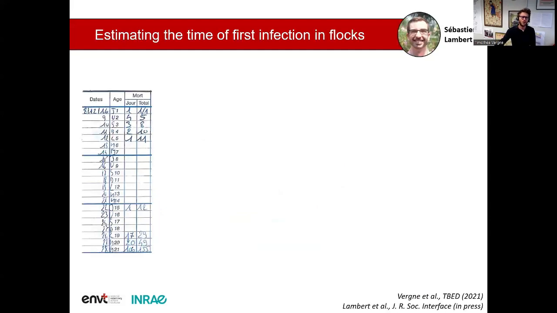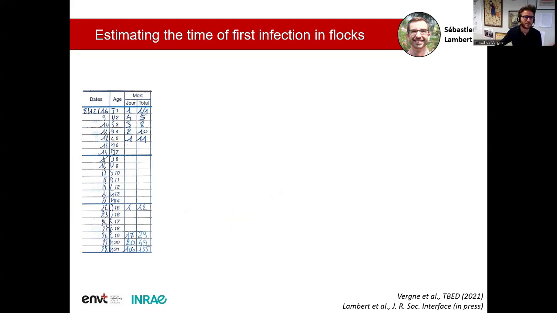2019 was to try to develop an application that could help policymakers or the administration, the vet services, to conduct the outbreak investigation. So our objective was to estimate the time of the first infection in a flock that became an outbreak.